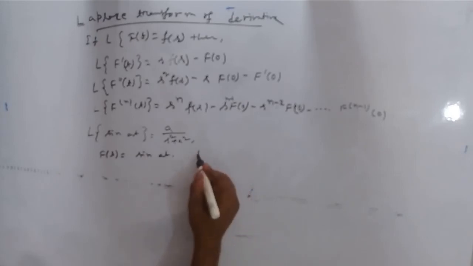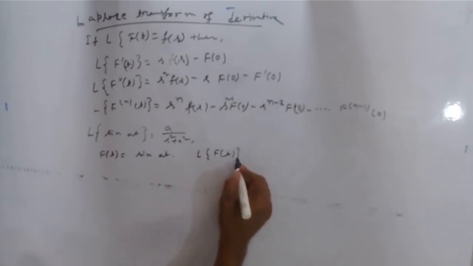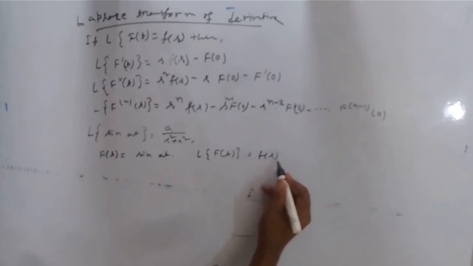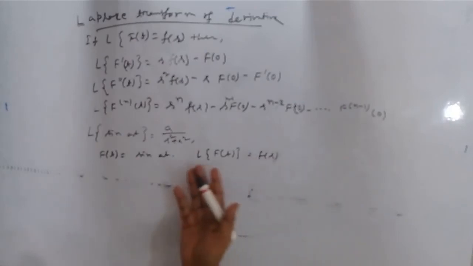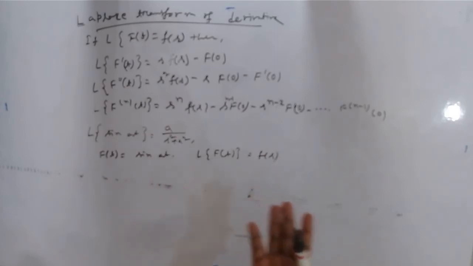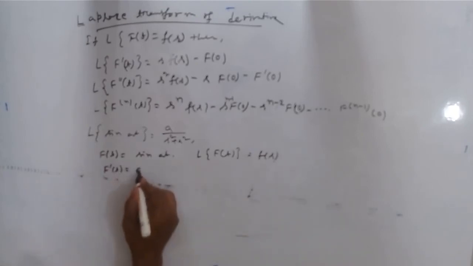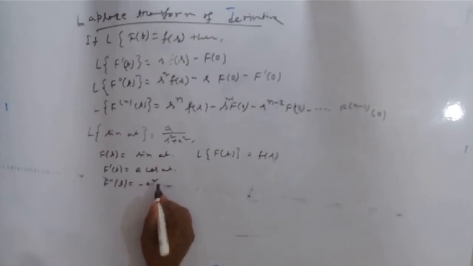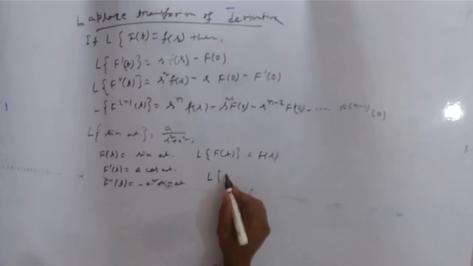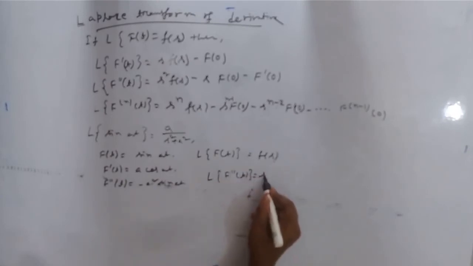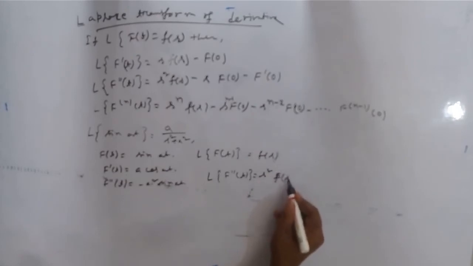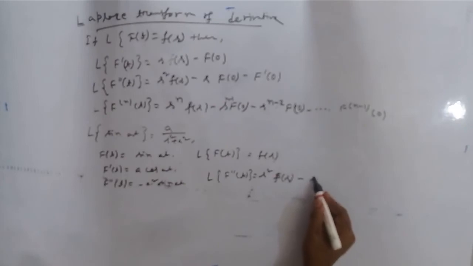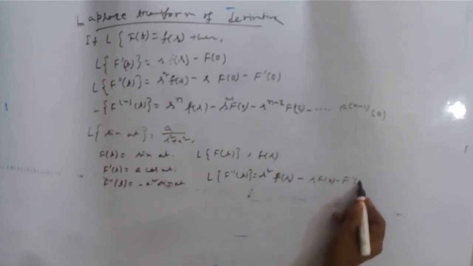and L of f(t) is equal to F(s). I will do it by using the Laplace transform of the second order derivative. Now f dash t is equal to a cos at, and f double dash t is minus a square sin at. Now we know that L of f double dash t is s square F(s) minus s f(0) minus f dash 0.